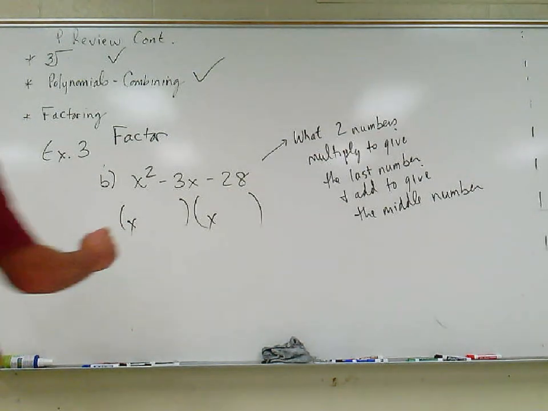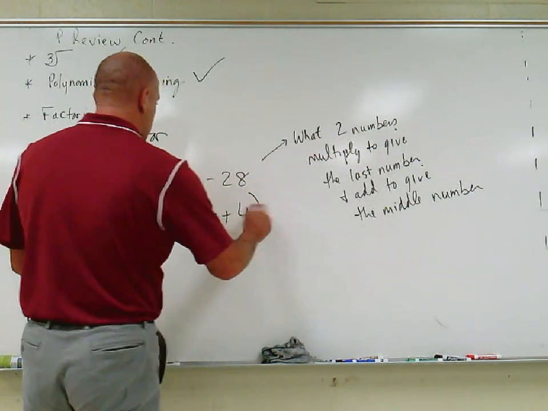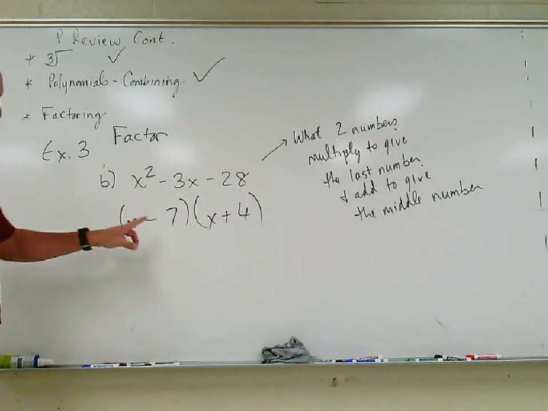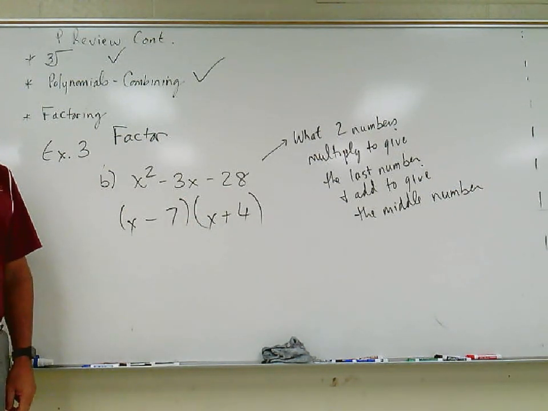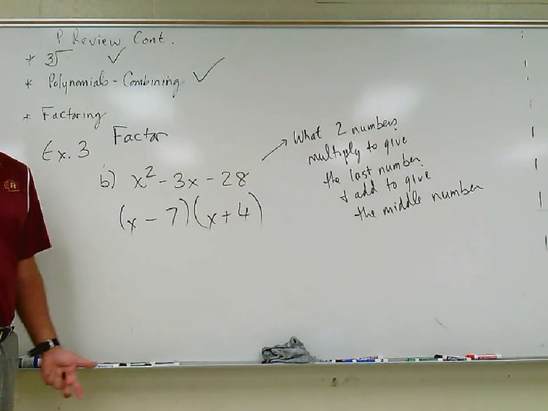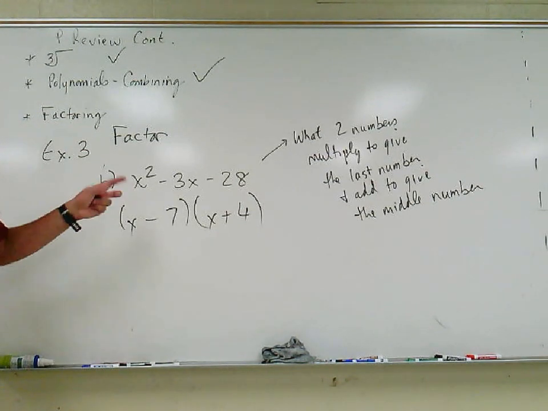-7 and +4 is exactly right, because you have to add to give -3, which you're right. And that's the reverse of 4. And there it is, it's factored. Now, what's the benefit of this?